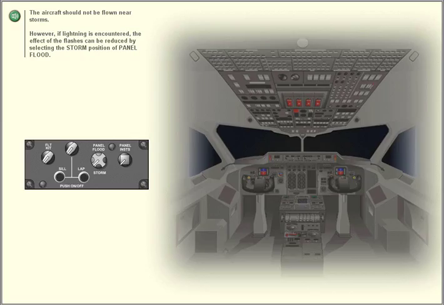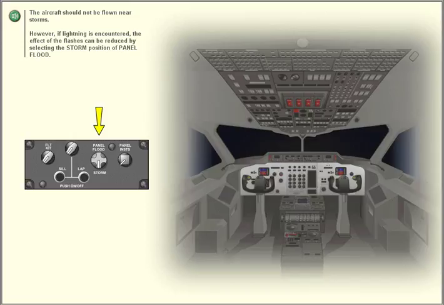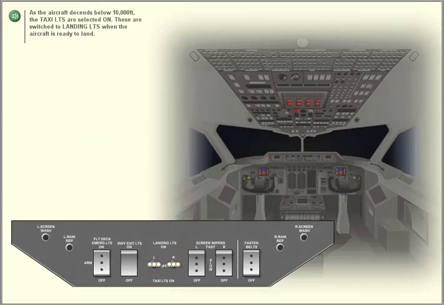The aircraft should not be flown near storms. However, if lightning is encountered, the effect of the flashes can be reduced by selecting the storm position of panel flood. As the aircraft descends below 10,000 feet, the taxi lights are selected on. These are switched to landing lights when the aircraft is ready to land.